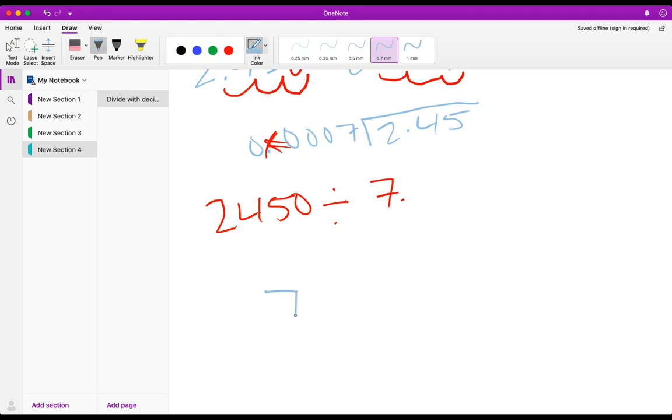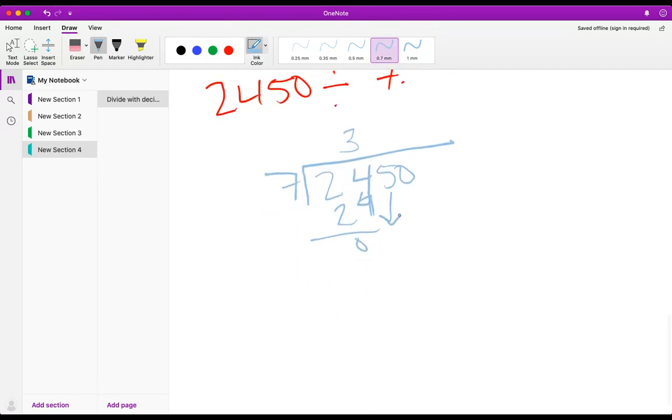And my division problem is going to look like this. 7 on the outside and 2,450, the dividend, on the inside. I'm going to go through and divide. 7 doesn't go into 2, but it does go into 24. It goes in 3 times. 3 times 7 is 20. Not 27, 24. Subtract, we get 0.